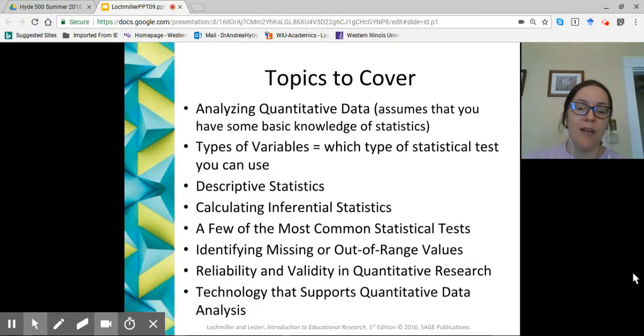So we'll take a look at descriptive statistics and then the test for calculating inferential statistics. And an inference is an informed guess, a guess about something based on evidence. It's not just a supposition, it's not an intuition, it's a guess about something based on evidence. And then going on to some of the most common statistical tests, how to deal with missing or incomplete data, what your authors call out of range values.